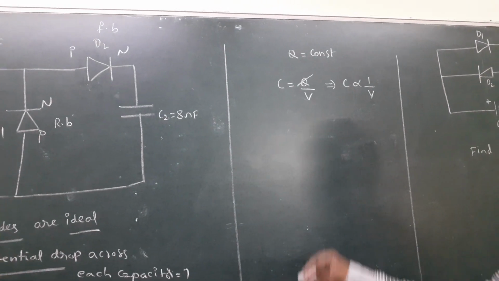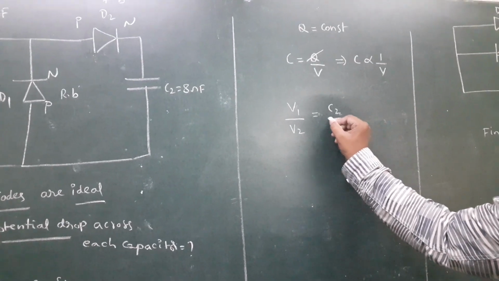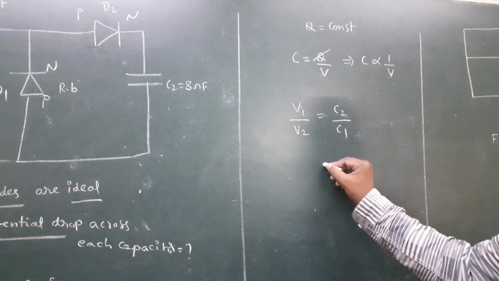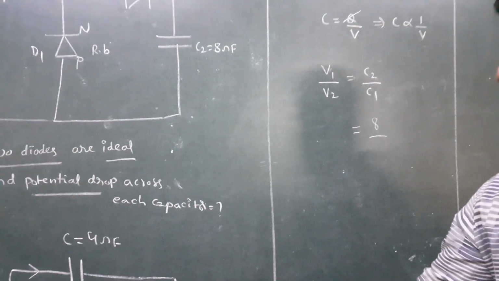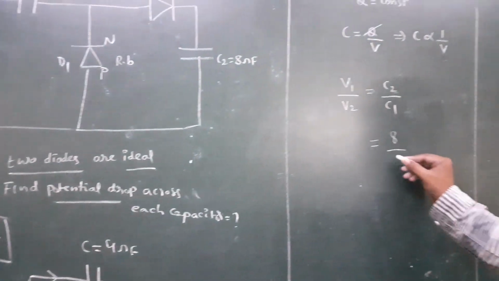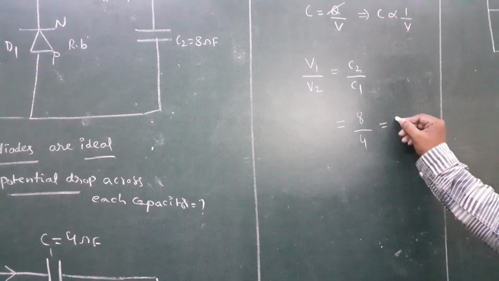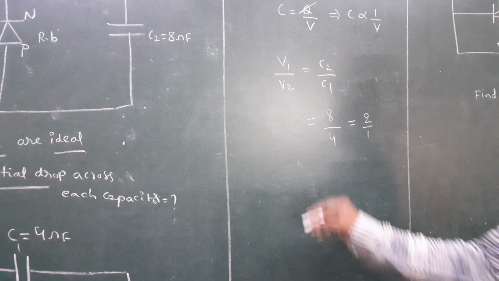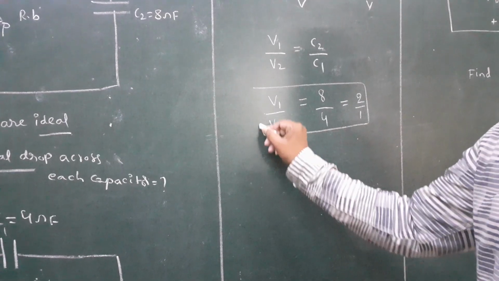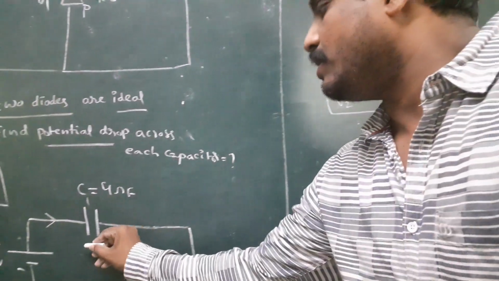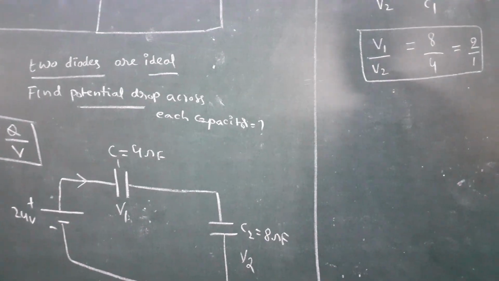Here voltages are calculated. So we write V1 by V2 equal to C2 by C1. What is the C2 value according to the diagram? 8. What is the C1 value according to the diagram? 4. Here C1, Nana. Okay, 8 by 4 is 2 is to 1. This is V1 by V2. What is the V1 by V2 value? 2 by 1. Here the voltage corresponding to C1 is V1. Here the voltage corresponding to C2 is V2.